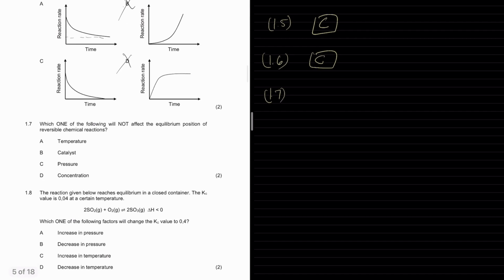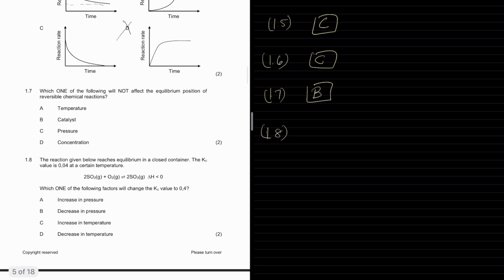Now 1.7, which one of the following will not affect the equilibrium position of reversible chemical reactions? Okay, so temperature. If you are doing Le Chatelier's principle, you will look at temperature, you will look for what is the endothermic reaction, what is the exothermic, then that will be favored. If you're thinking about pressure, you are thinking about the number of molecules. If you're thinking about concentration, that's going to have an effect. The only one that does not have an effect on the equilibrium position, it just increases the rate, is the use of a catalyst. So 1.7, the answer is B.